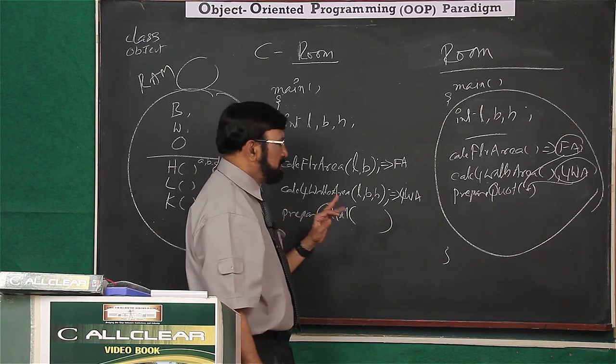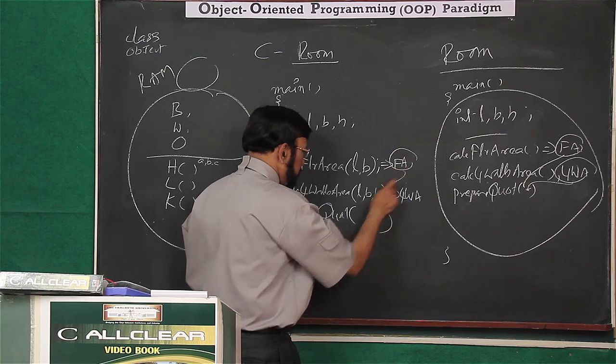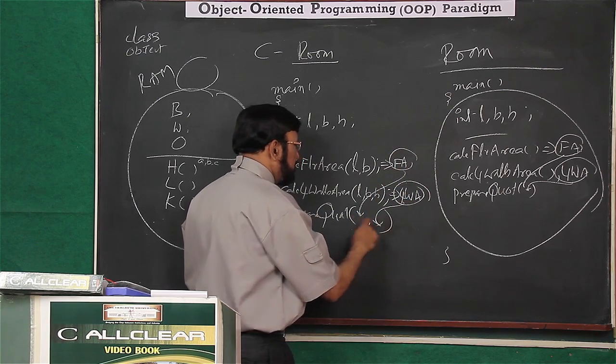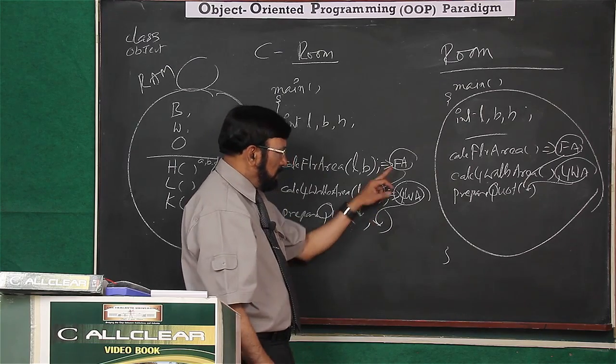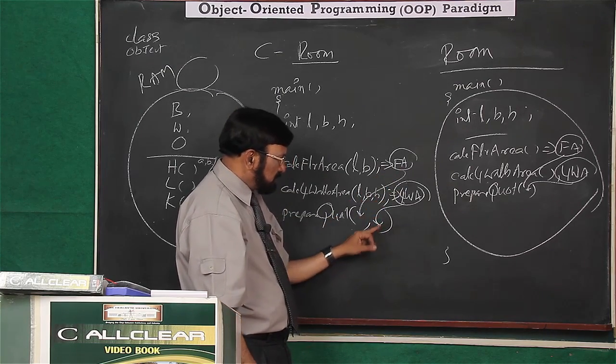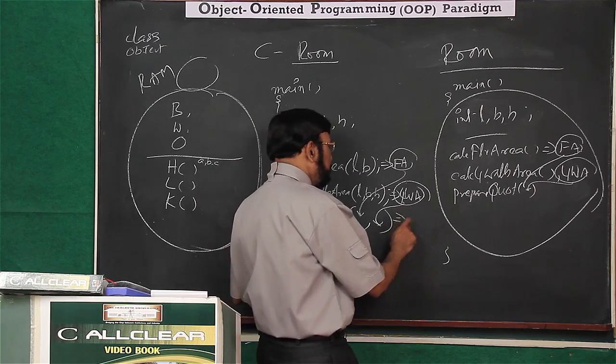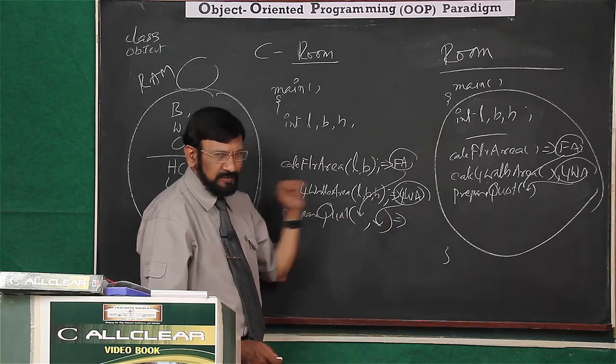Then which inputs are required? Floor area is required, that is one input. Four walls area is required, that is another input. You have to explicitly pass these two. Then only it can prepare a quotation and give it.